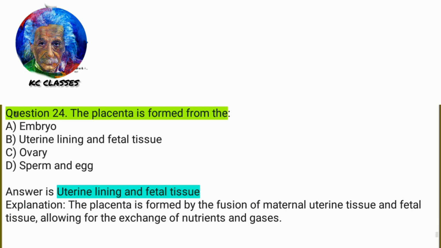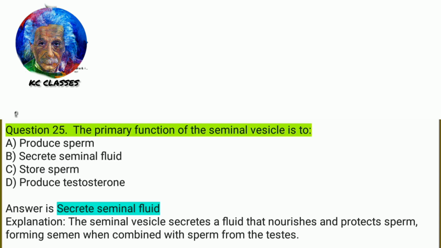Question 24: The placenta is formed from A. Embryo. B. Uterine lining and fetal tissue. C. Ovary. D. Sperm and egg. Answer is uterine lining and fetal tissue. Explanation: the placenta is formed by the fusion of maternal uterine tissue and fetal tissue, allowing for the exchange of nutrients and gases.